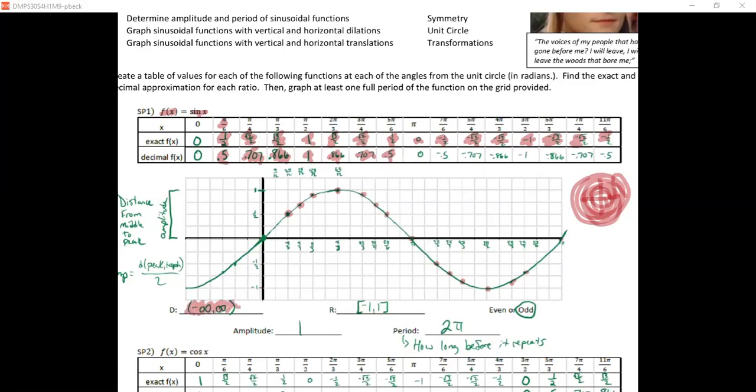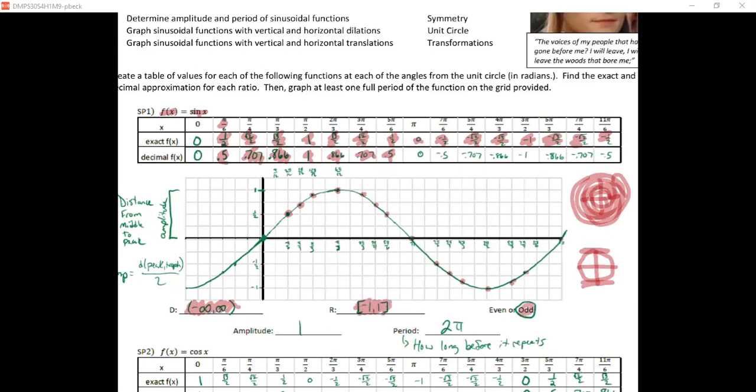The range of the sine function, because it is the y over r ratio, or the y value on the unit circle: the highest y value that we have is 1, and the lowest y value we have is -1. We can see that on this graph, for a range from -1 to 1.